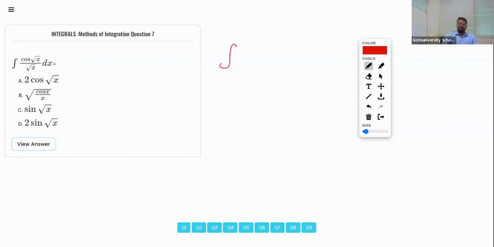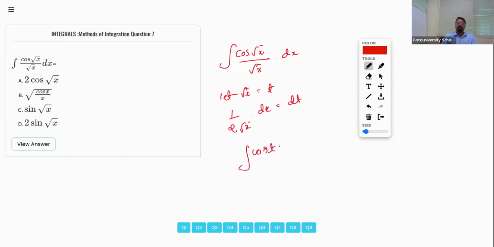Now tell me, what is the best variable to substitute, or which part of the function should be substituted? Obviously, the root x can be substituted because I'll get 1 by 2 root x, so I can eliminate the denominator part easily. So when I differentiate, 1 by 2 root x dx is equal to dt. So the given integral becomes cos t into 2 dt. The 2 can be taken outside. It is cos t dt, and the integral of cos t is sin t plus c.